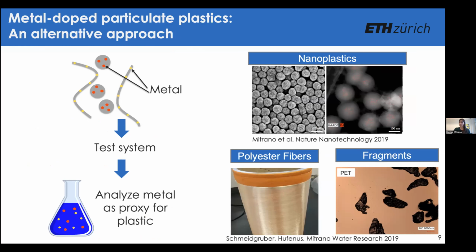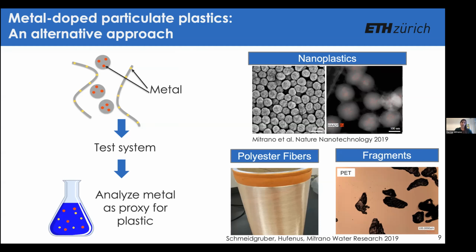Now, this is really helpful because there's a lot of standardized analysis for trace metals analysis. And so then we can more easily detect the fate and transport of microplastics and nanoplastics in our test system, as well as the uptake into biological organisms. So any technique which is suitable for measuring metals is now suitable for measuring plastics, which is great. So oftentimes we use things like ICP-MS, but also other types of synchrotron-based techniques, which are also suitable for metals analysis.